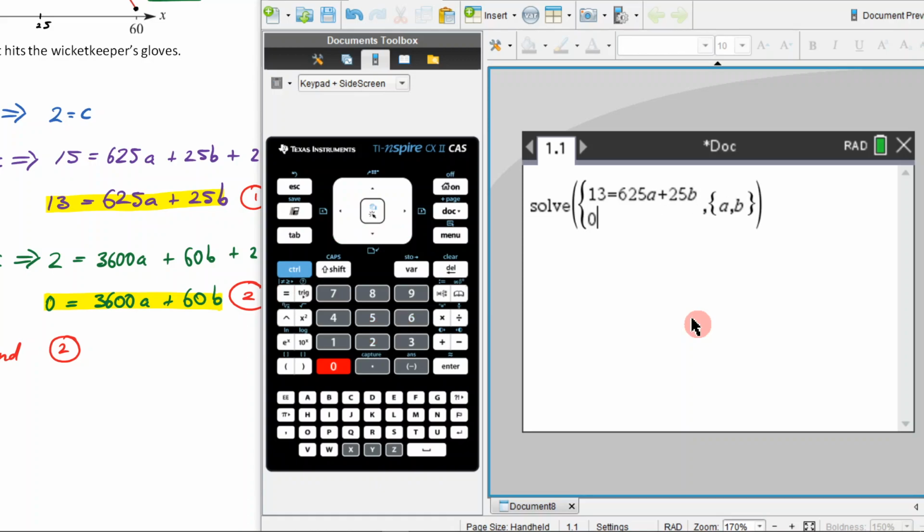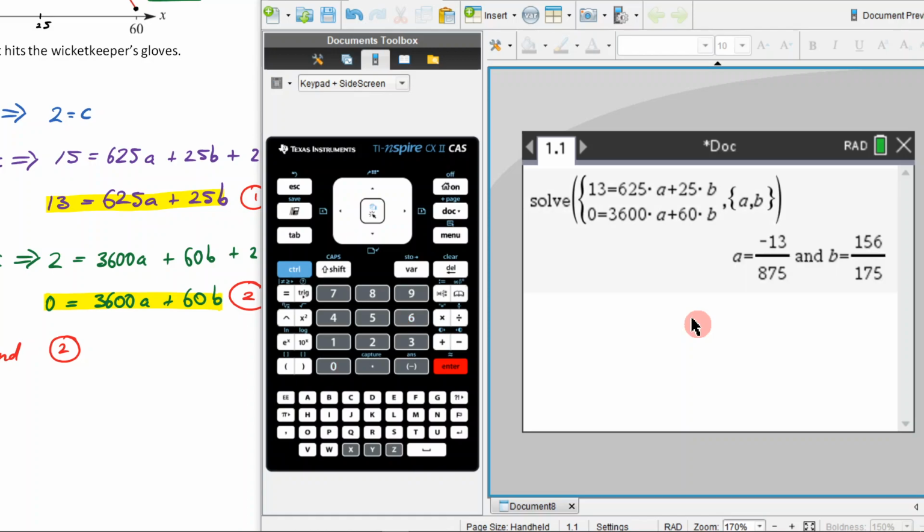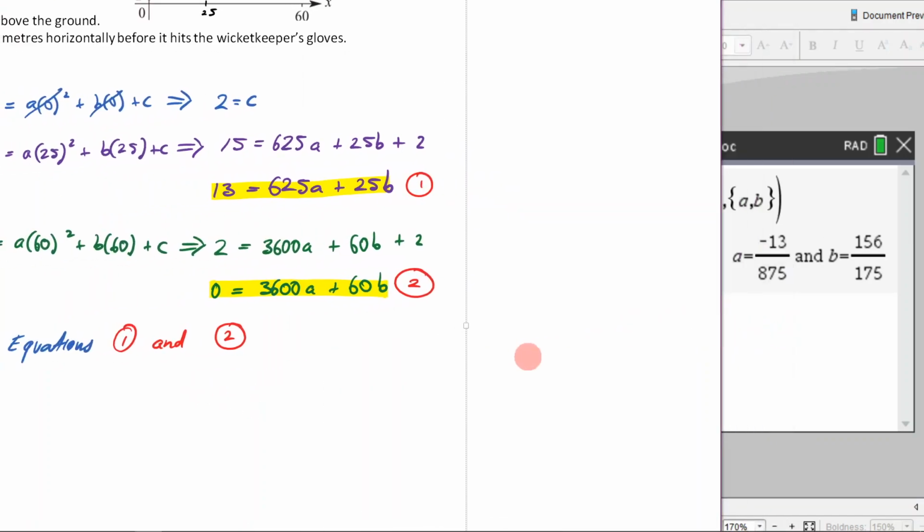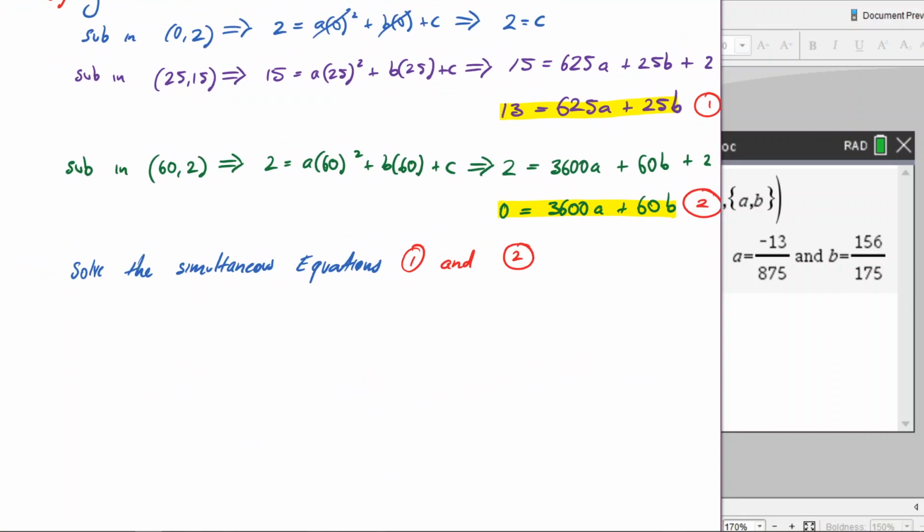And then it will be 0 is equal to 3600A plus 60B. And I'm solving it for A and B, that means I'm going to get these two values out here. So if I come over here now, I can say that A is going to be equal to negative 13 on 875. B is going to be equal to 156 on 175. And C is going to be equal to 2. So that is my final answer there.